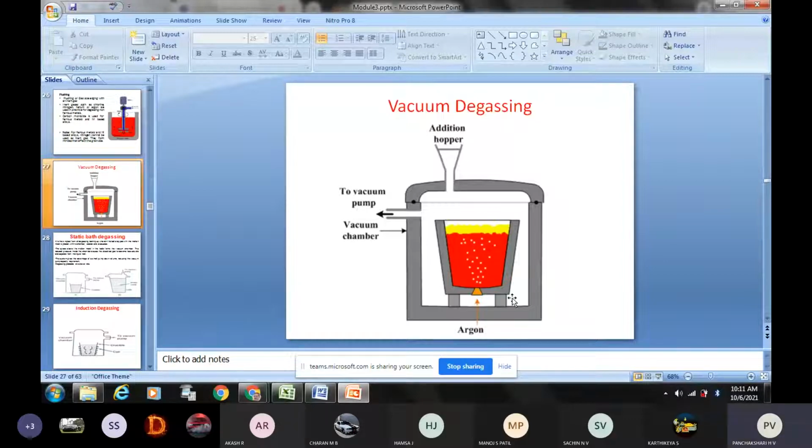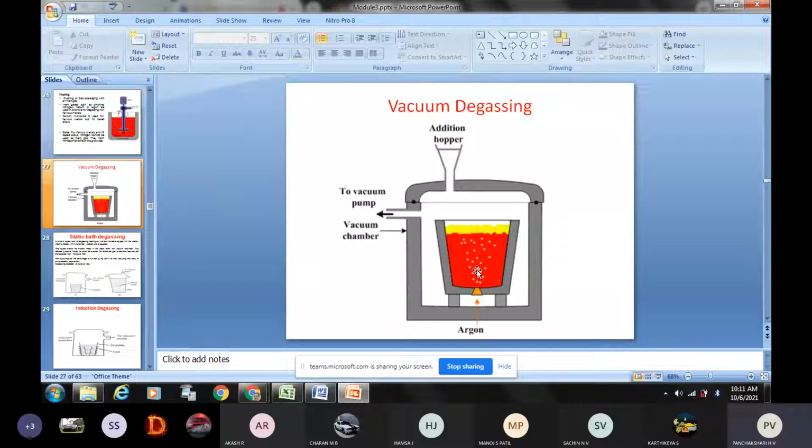Here also, as the argon gas is supplied to the bottom of the liquid metal, it produces bubbles, and all the bubbles reach the surface and release the dissolved gases within the liquid metal. When the dissolved gases are liberated, the vacuum pump draws out or sucks out the gases released by the liquid metal.